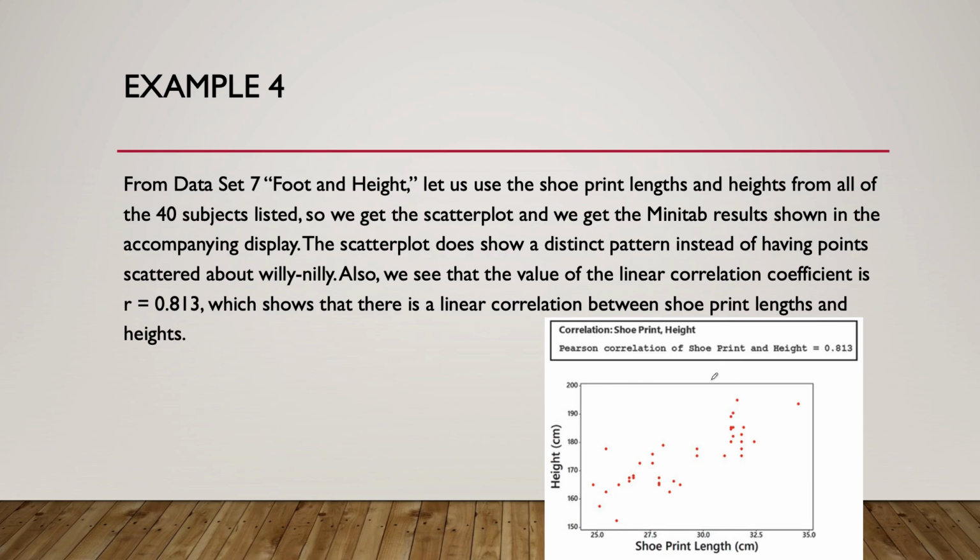In the Data Set 7 foot and height data set, we could also use the shoe print lengths and heights from all of the 40 subjects listed. So we get this scatter plot down here, and the menu tab results shown up here. The scatter plot does now show a distinctive pattern, instead of having points scattered about willy-nilly. Also, we see that the value of the correlation coefficient down over here is 0.813, which shows that there is a linear correlation between shoe print lengths and heights. This one now is a lot stronger.